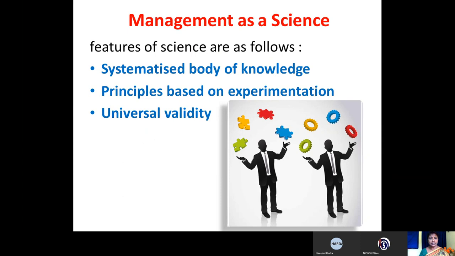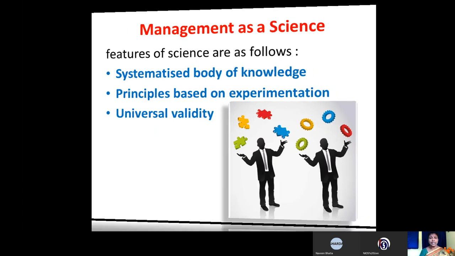Now, in science, principles are based on experimentation, and when they are proved again and again to be right, it becomes a principle. So principles of science are based on experimentation. And the third feature is that they have universal validity. Under all circumstances, they will be the same.